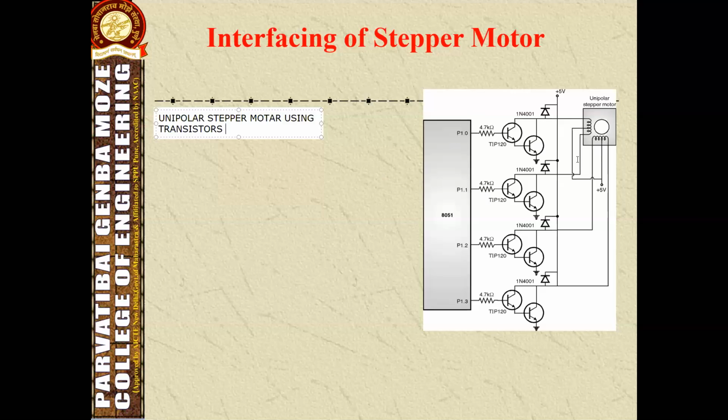How it is configured we have seen already. So let's see some examples of how we can write the program. Write an assembly language program to rotate the motor 117 degrees in the clockwise direction.